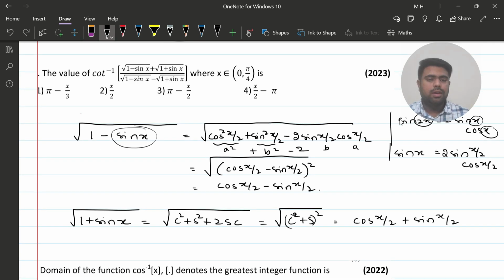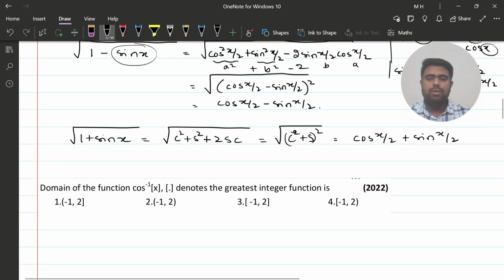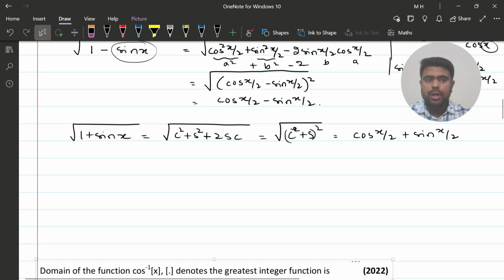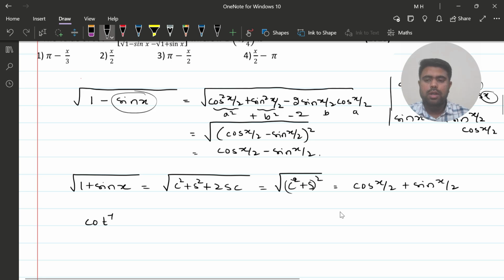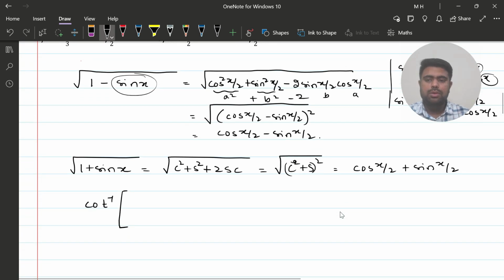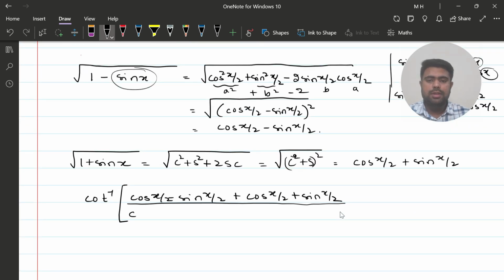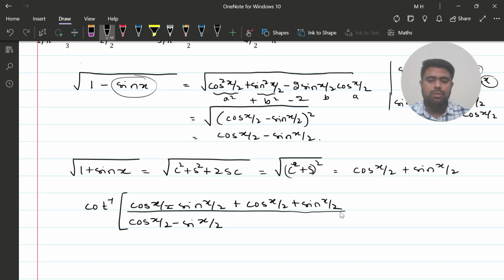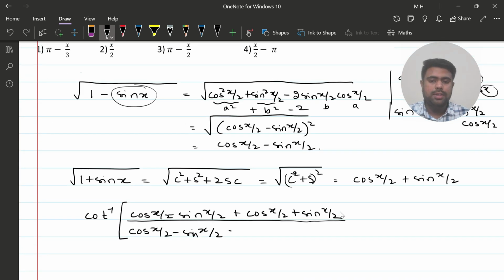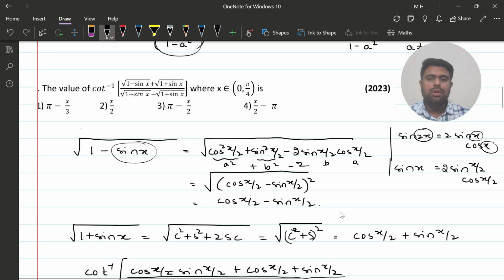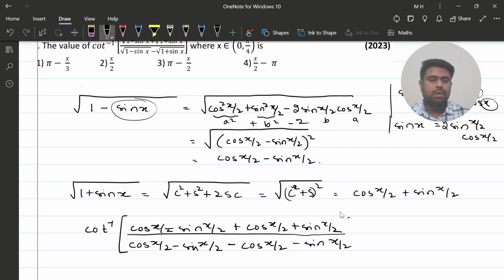Now, if I substitute these values in the problem, what am I going to get? We'll just shift this question a bit. What I am going to get is cot inverse of, I have root of 1 minus sin x. What is root of 1 minus sin x? It is cos of x by 2 minus sin of x by 2, and then plus root of 1 plus sin x. It is plus cos x by 2 plus sin x by 2, whole divided by, I have again root of 1 minus sin x, which is cos x by 2 minus sin of x by 2, and then along with the minus, if I take this, it is going to be minus cos of x by 2 minus sin of x by 2. So this is what you get.